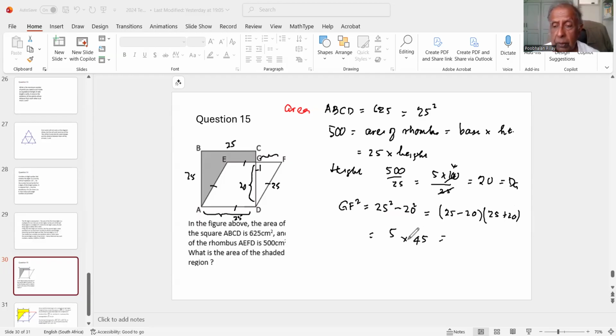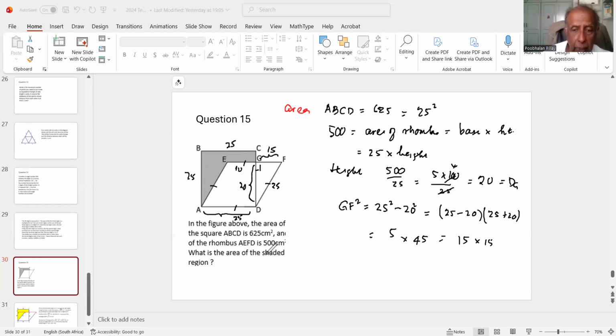So if you take out one of the threes from there, you get 15, and divide this by 3, 15. So GF is 15. Okay. So if GF is 15, the whole thing here is 25. So this part here will be 10 from E to I.